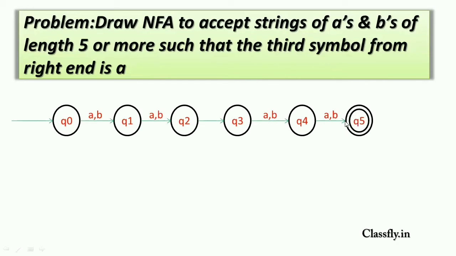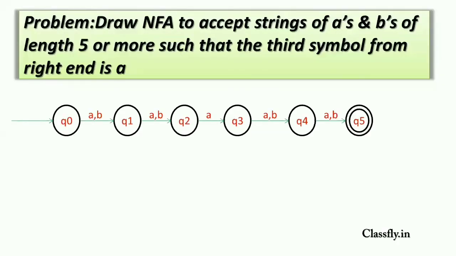Q5 is considered as the final state, and the transition diagram ends here. So by considering the third symbol, 1, 2, 3 from the right end, A is placed here. So this satisfies the last condition of the problem. Next, Q0 has a self loop of A and B, Q1 has a self loop of A and B, Q2 has a self loop of A and B.